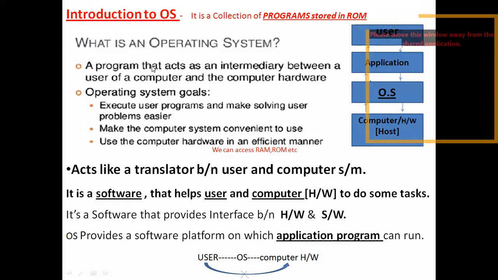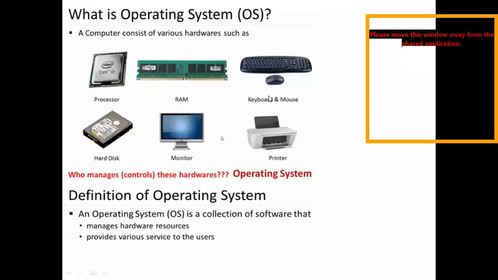It is a program that acts as an intermediary between a user of a computer and the computer hardware. This statement is justified using this particular figure, where we have this user and the application programs. All the application programs will be run on the operating system, and this operating system will in turn interact with the hardware. Once I say hardware or host machine, you can imagine the processor, RAM, keyboard, input devices, output devices, hard disk, etc.